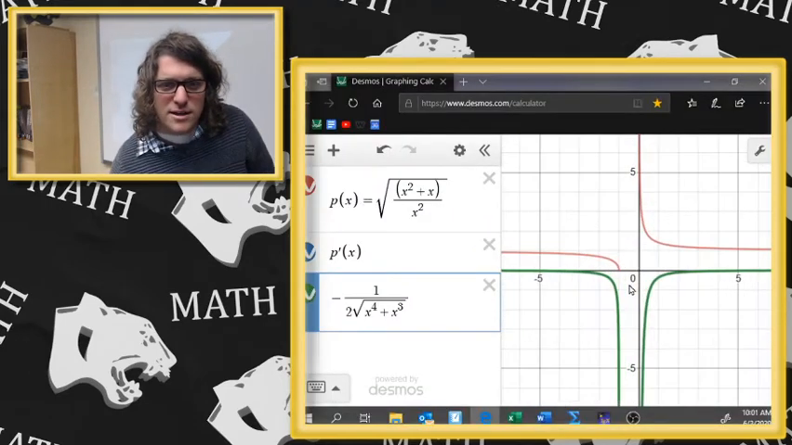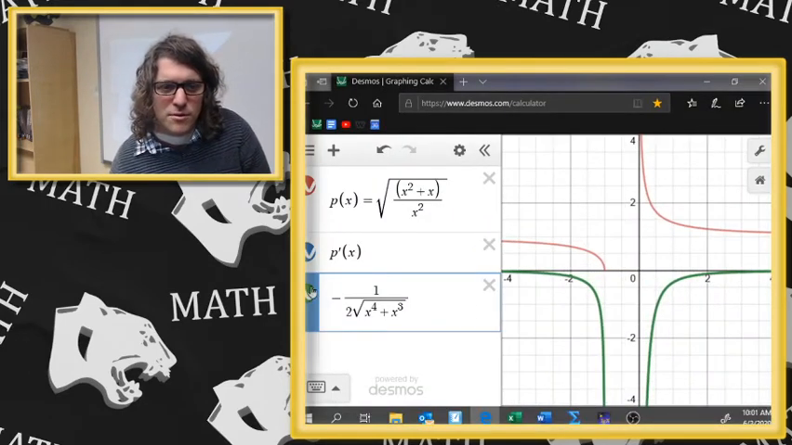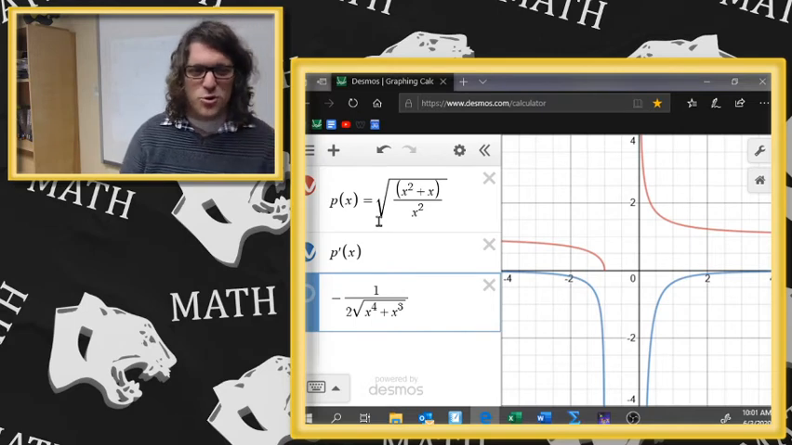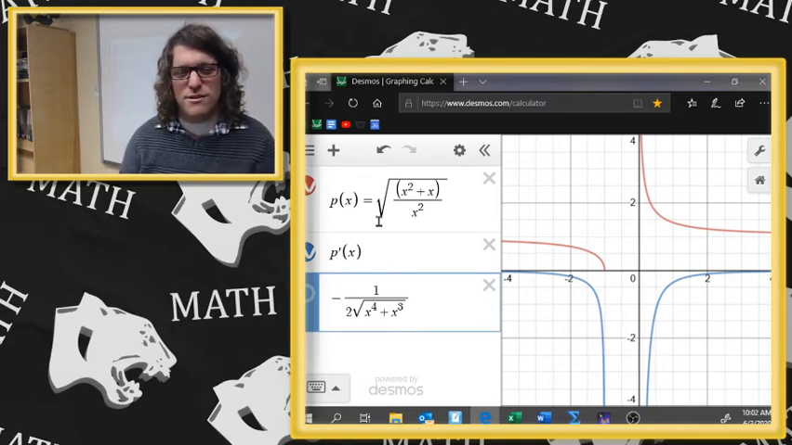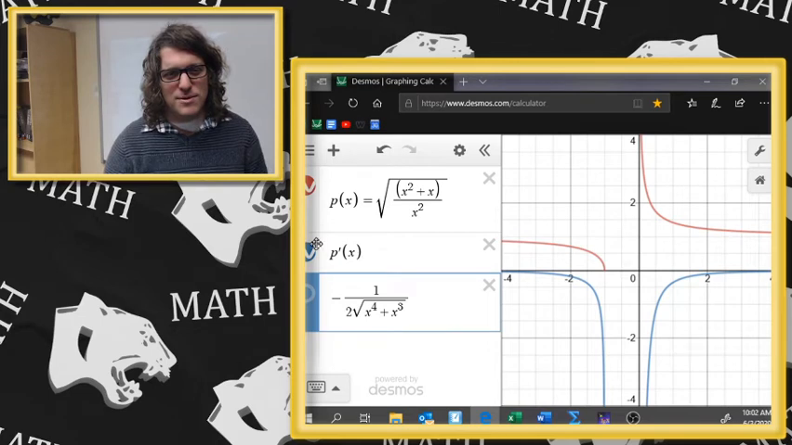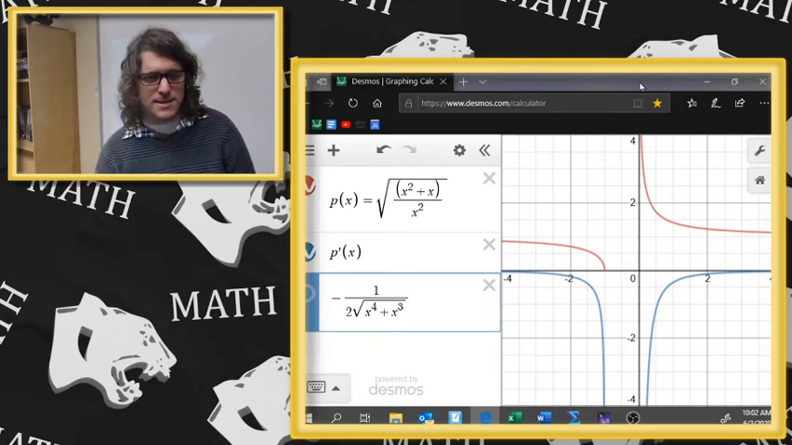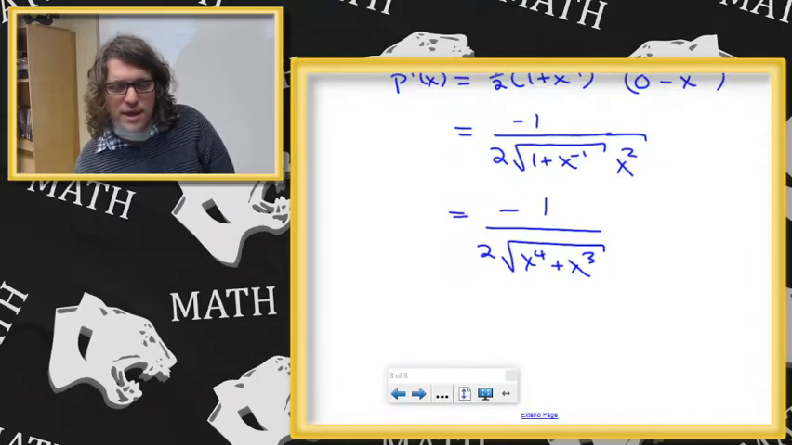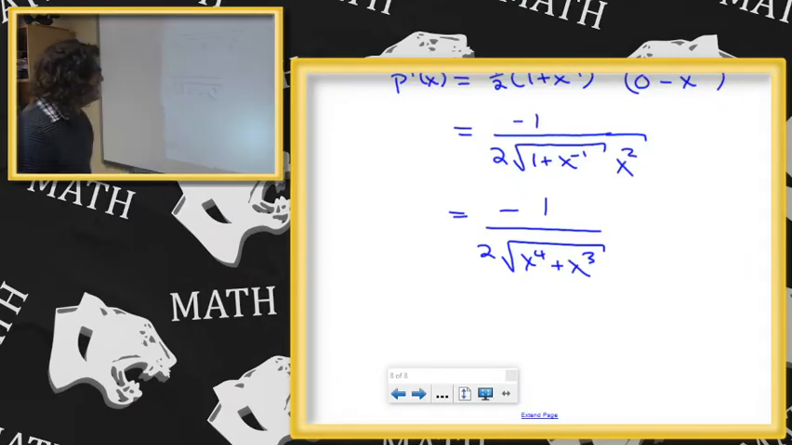And so in Desmos here, what we'll note is if I turn off that green function, it's overlapping with the blue one, which means that Desmos agrees that my simplified version of that function is the same as what they would say is p prime of x. So that's good. Pretty happy with that, and we can keep going.